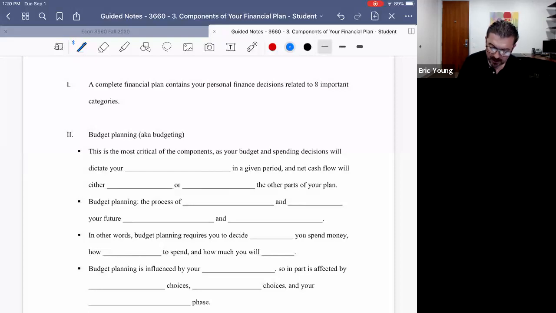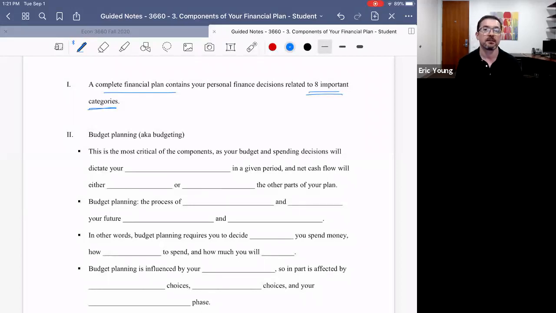And I would offer to you, and different people will break it up in different ways. Again, don't get hung up on those micro details. Look at the big picture. But I would offer to you, my friends, that a complete financial plan contains financial decisions to help you reach financial goals, but that's typically tied to 8 important categories. So I'm going to break down each of those categories and give a brief overview of what that category means.